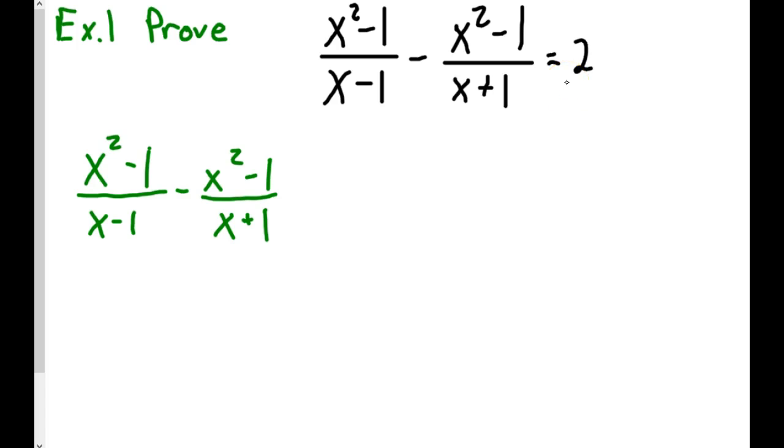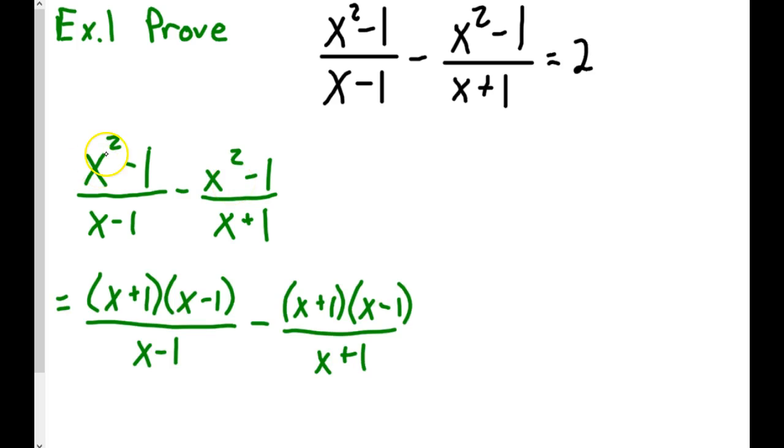Okay, since this is a proof, you have to show all the steps. So looking at the numerator of both these fractions, I recognize that each of these is a difference of 2 squares, so I can factor this out. The difference of 2 squares, x squared minus 1, factors into x plus 1 times x minus 1. Looking at each of these fractions, I can see they have a common factor. In the first fraction, x minus 1 and x minus 1 will simplify. In the second fraction, x plus 1 and x plus 1 will simplify.